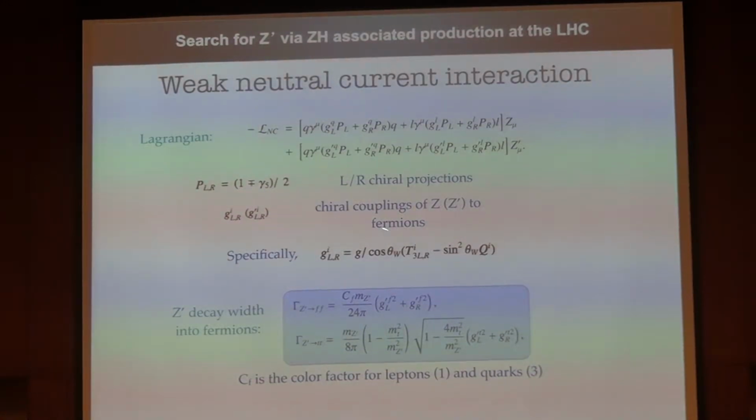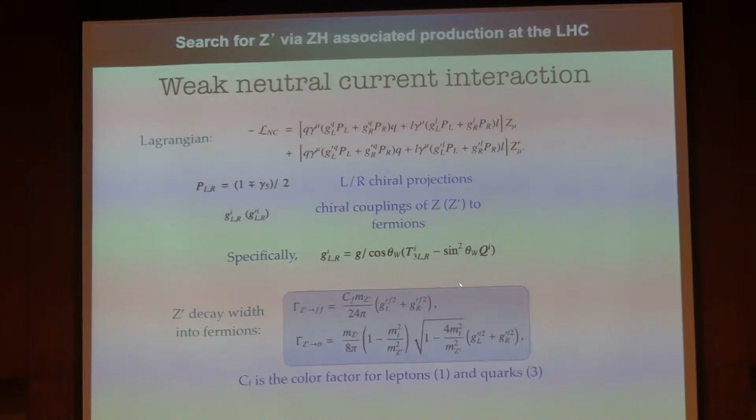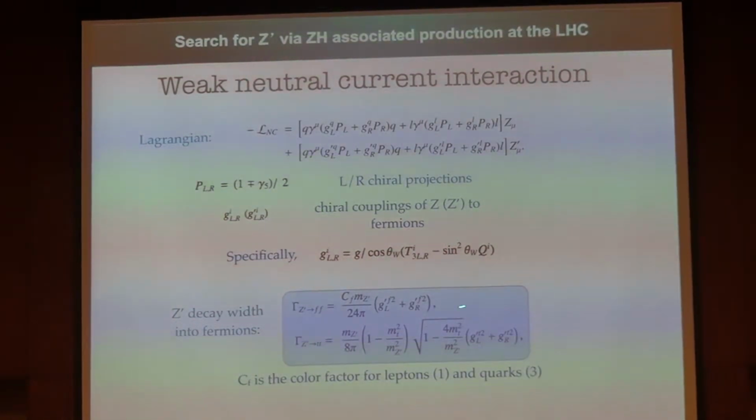Considering both the Standard Model Z and the additional Z prime together, we can write the Lagrangian of neutral currents of the Z prime to the Standard Model fermions specifically, where P_L,R are the chiral projections, and g_L,R is the chiral coupling of Z to fermions. We know clearly how the g_L,R of Z to Standard Model couplings can be written, and we leave the g_L,R prime of Z prime coupling to Standard Model particles undefined.